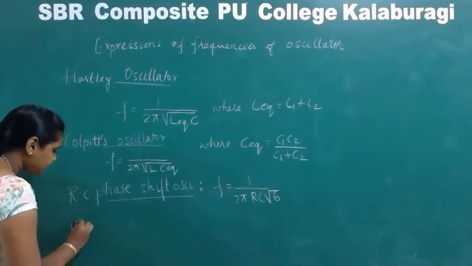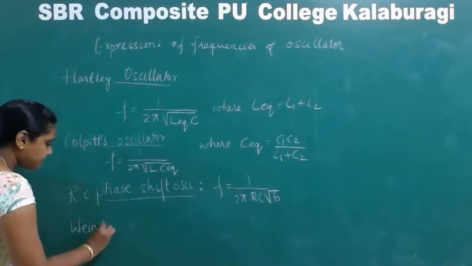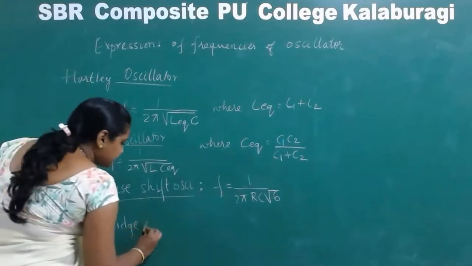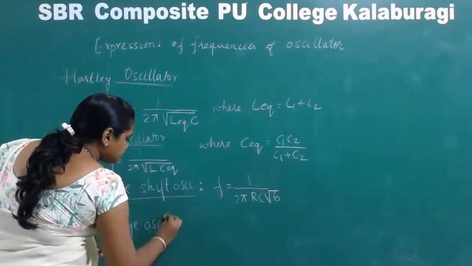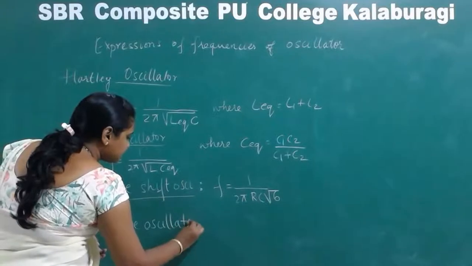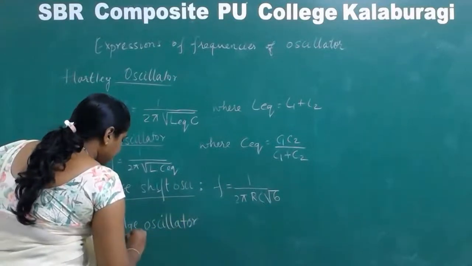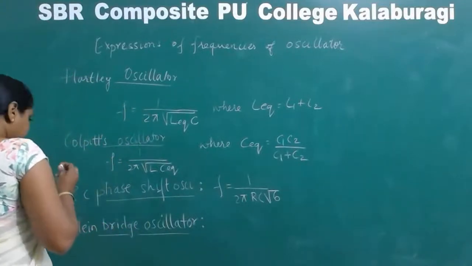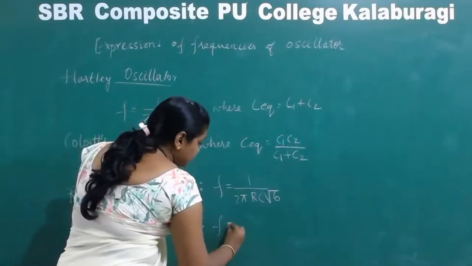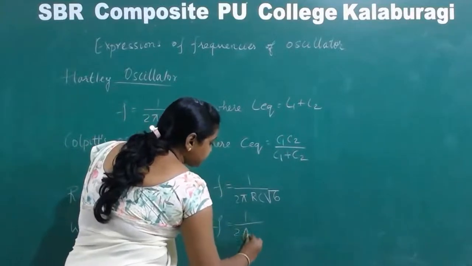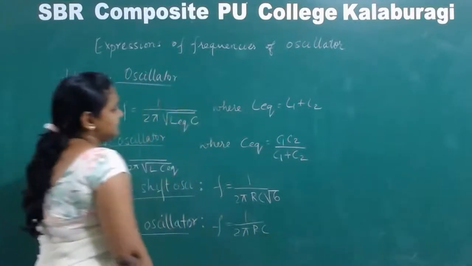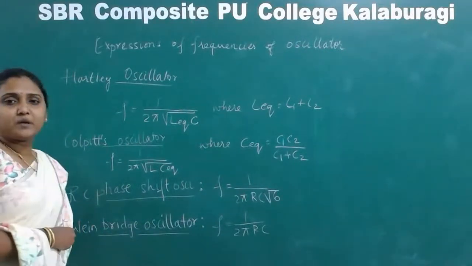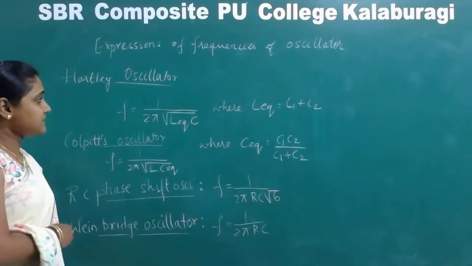Moving to the next one, the Wien bridge oscillator having a frequency f is equal to 1 divided by 2 pi R C. So all these expressions are very important because these are very frequently asked in 5 marks.